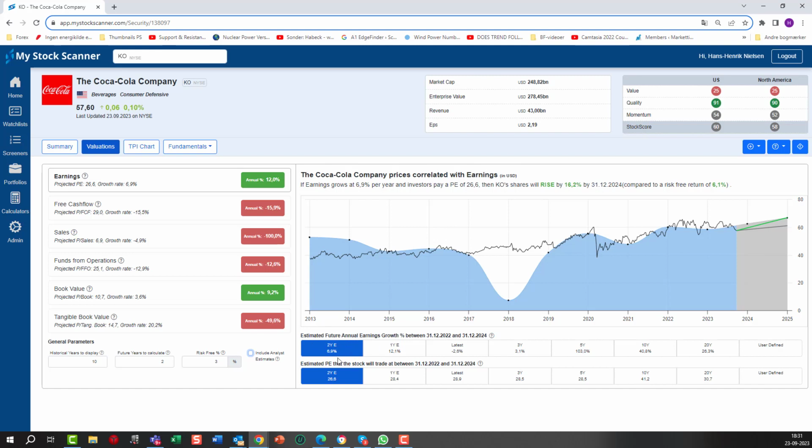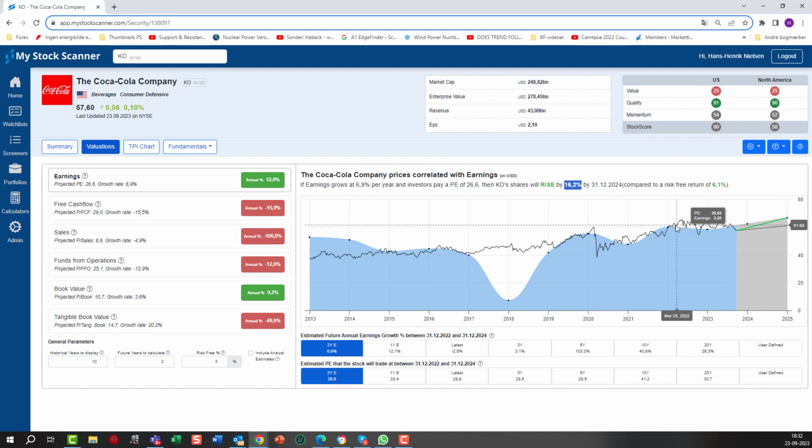But if the analysts are right, if, for instance, the stock per year over the next couple of years is going to grow its earnings by 7% per year, and the investors are willing to pay a price earning of 26.6 here, well, then over the next 5 quarters the Coca-Cola stock should go up by 16.2%, which will give you an annual return of 12%. That is actually very, very decent.